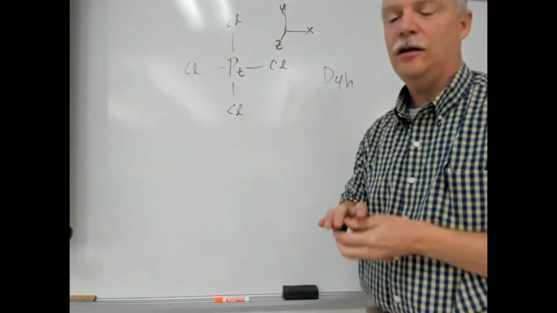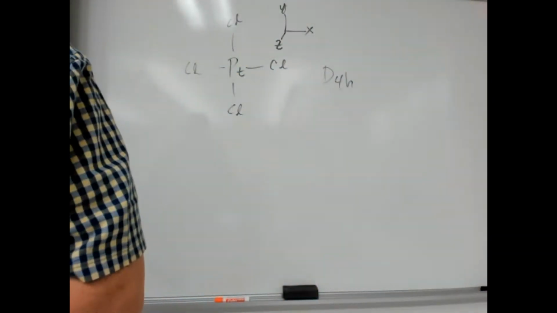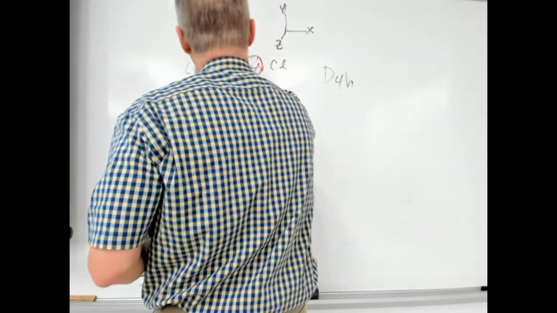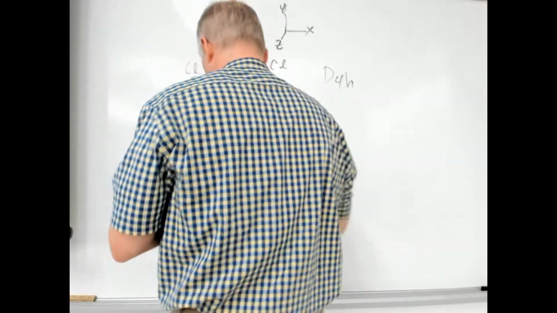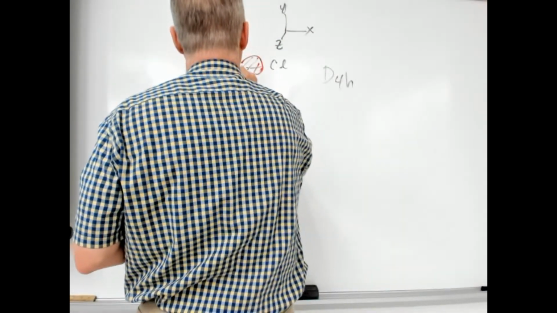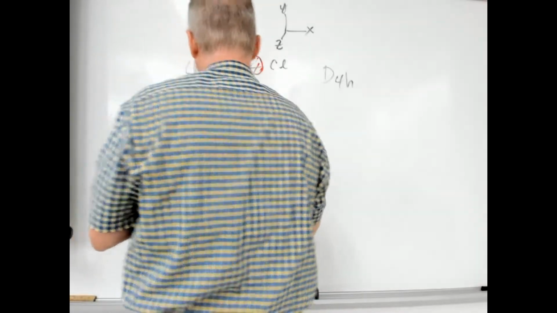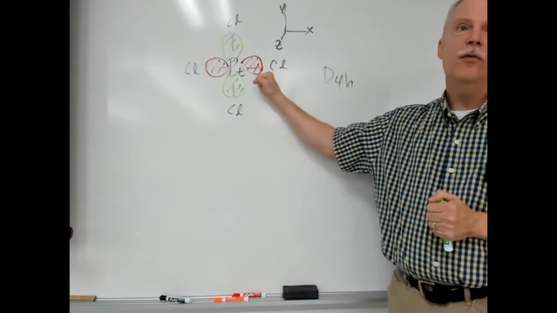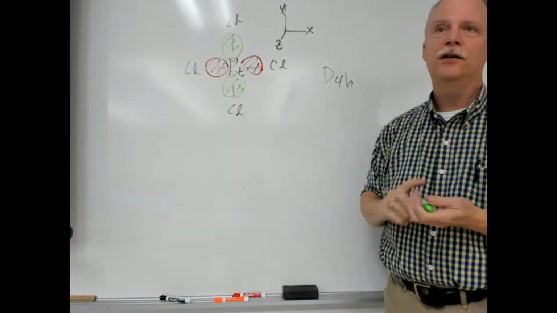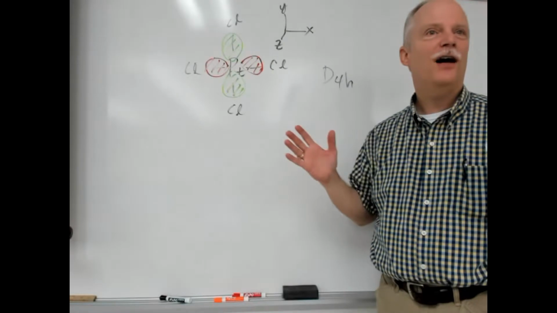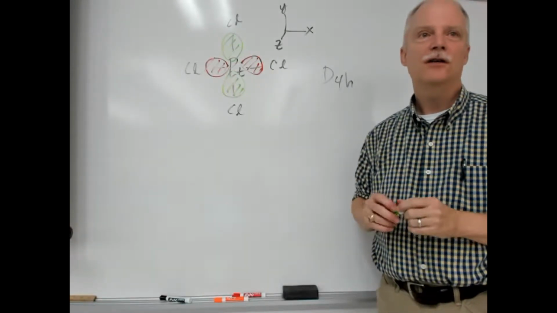Now let me draw some of the d orbitals. Do you know, by looking at that picture on the platinum, which d orbital it is? This is a really important thing that you need to grow into. You may not know it right now today, but you need to be able to identify the d orbitals to understand these things.